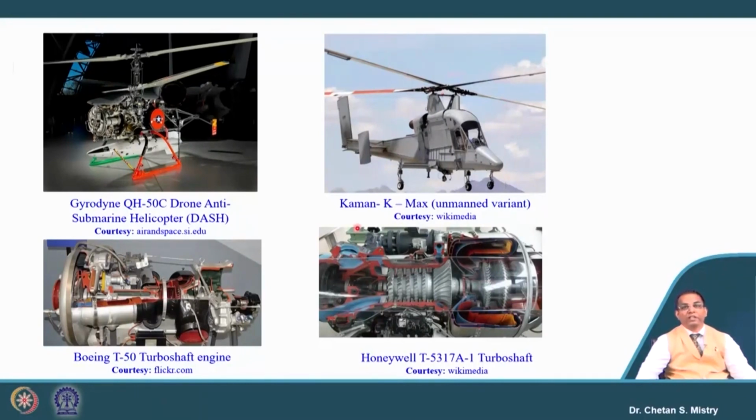Similarly, this is representing the Kaman K-Max, where they have two helicopter engines, which are Honeywell engines. Now if we look at the construction, it has an axial flow compressor followed by the centrifugal compressor, a reverse-flow combustor, then axial flow turbines, and here we have the power turbine. Compactness is a major requirement, and that is the reason why we have such engine configurations.